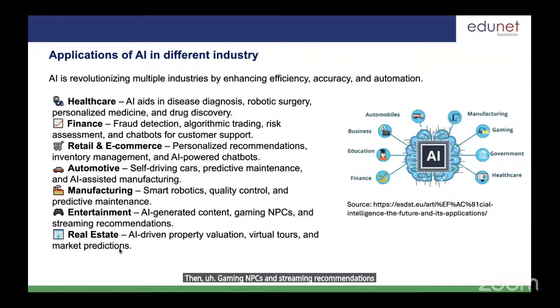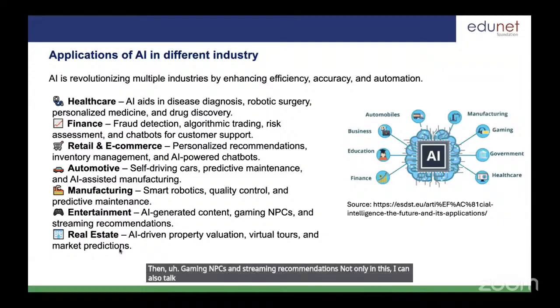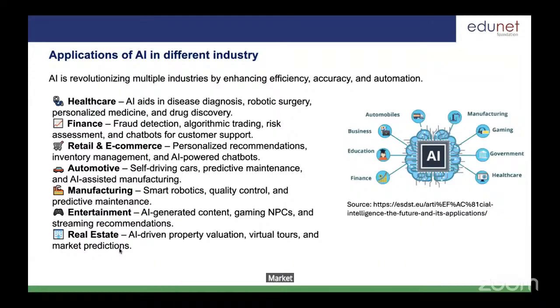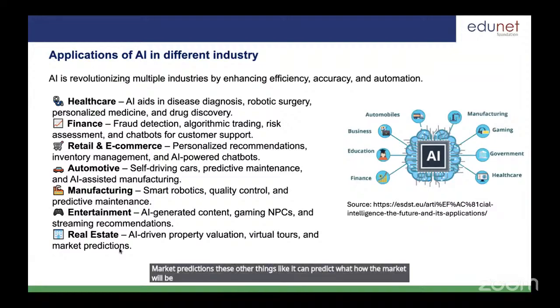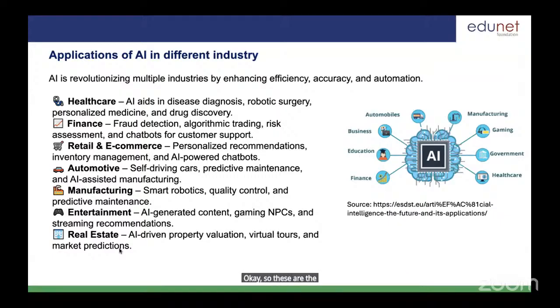Not only in this, I can also talk about real estate: AI-driven property valuation, virtual tours, and market predictions. It can predict how the market will be in the upcoming years, or if you have any land or property, it will give some valuation of the property. So these are the applications of AI in the industry.